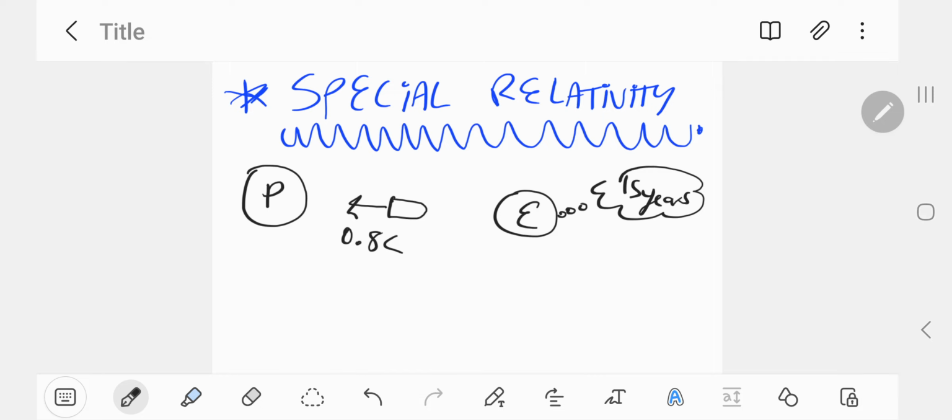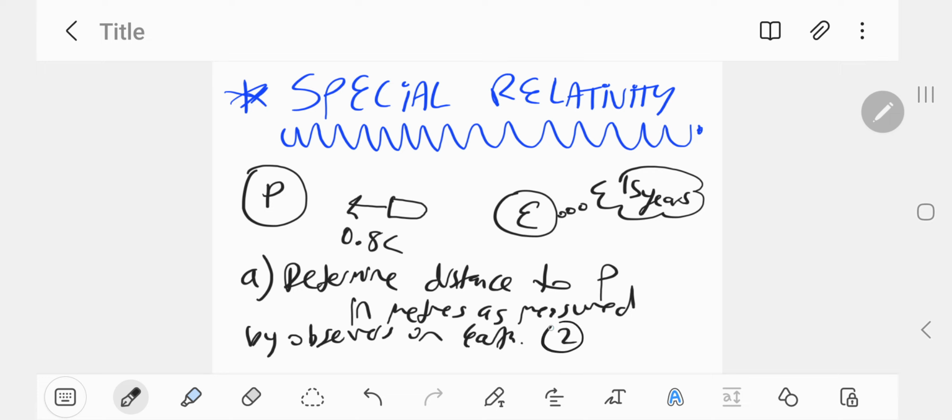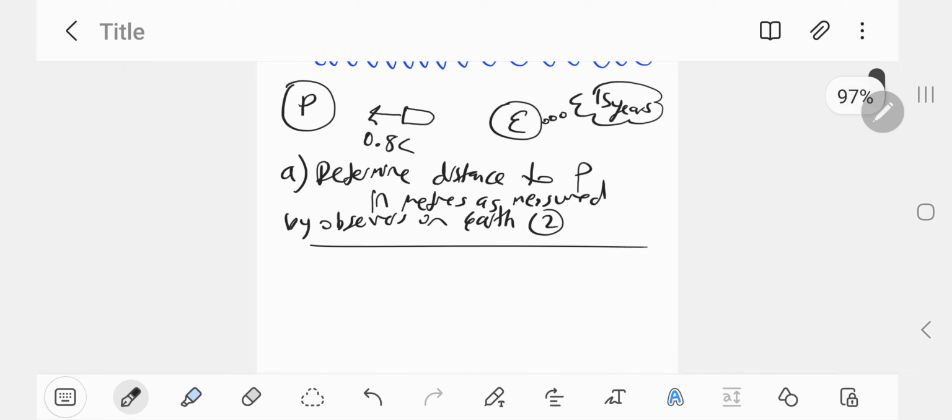watching the astronaut. Let's suppose we need to determine the distance to the planet P in meters as measured by observers on Earth. 2 marks.